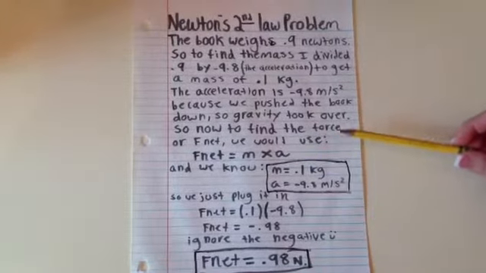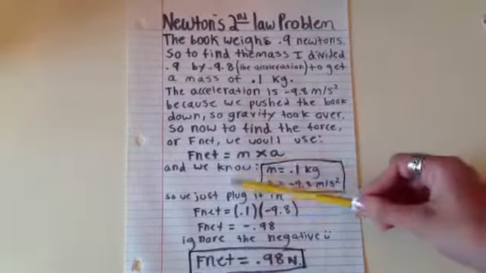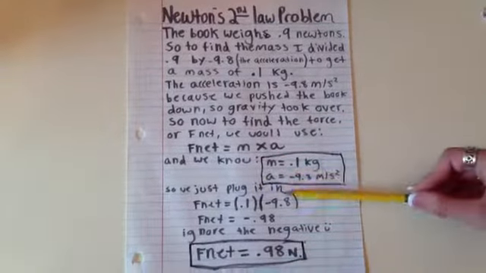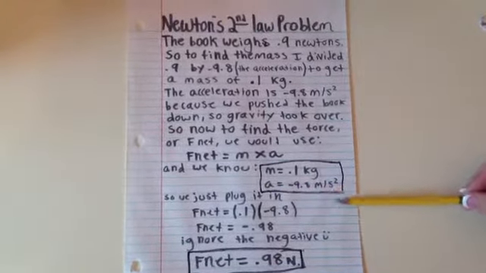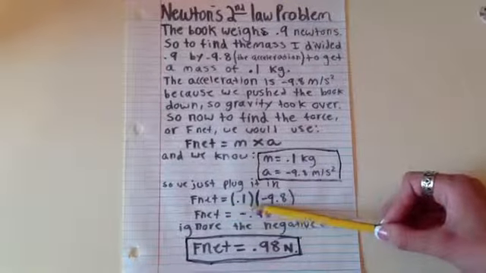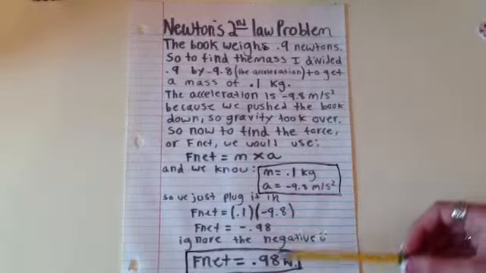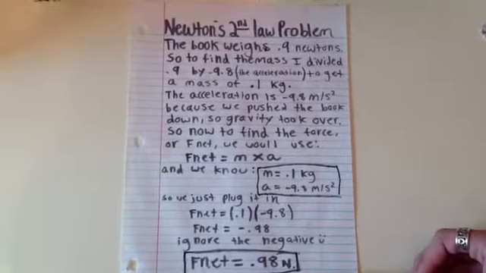So now to find the force, or Fnet, we would use Fnet equals mass times acceleration. And we know mass equals 0.1 kilograms and acceleration equals negative 9.8 meters per second squared. So we would just plug it in and you would get Fnet equals 0.1 times negative 9.8. So your Fnet would be negative 0.98. Ignore the negative and your Fnet is 0.98 newtons.